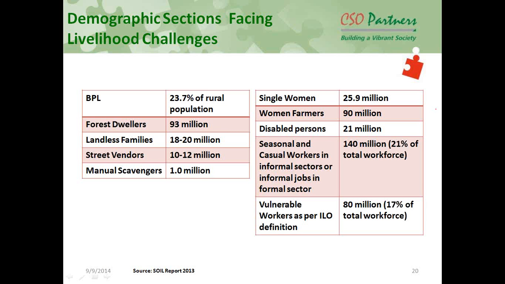Urban and rural altogether. Vulnerable workers, as per ILO definitions, 80 million. Vulnerable workers means they are income-wise vulnerable, health-wise vulnerable, there might be occupational hazards, they don't have any safety and security. So those vulnerable workers are 80 million. Now some of these figures are overlapping. Many single women might be vulnerable workers. There might be forest dwellers who are also in landless families. So there would be overlapping in the statistics, so it does not add up to 100%, and it should not. But this estimation is important to understand the quantum of the problem and the target pockets or population segments in terms of livelihood challenges.